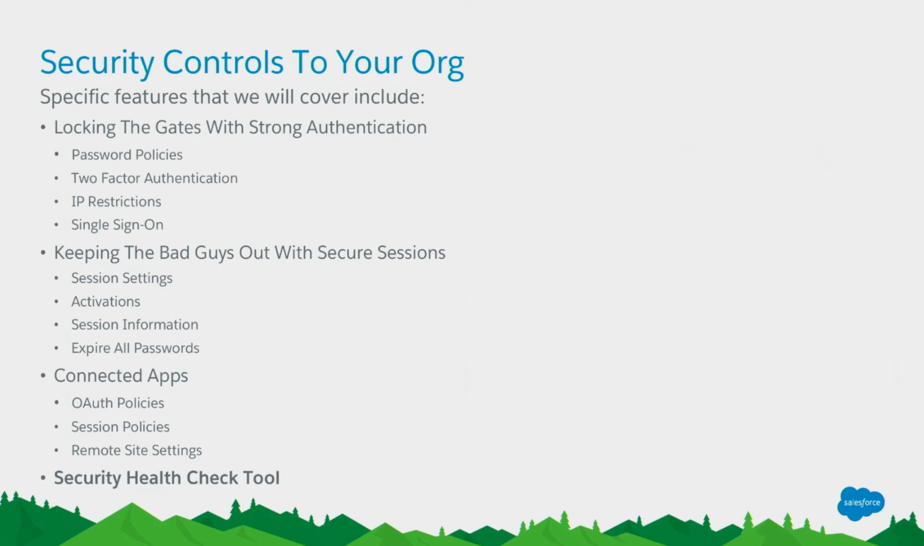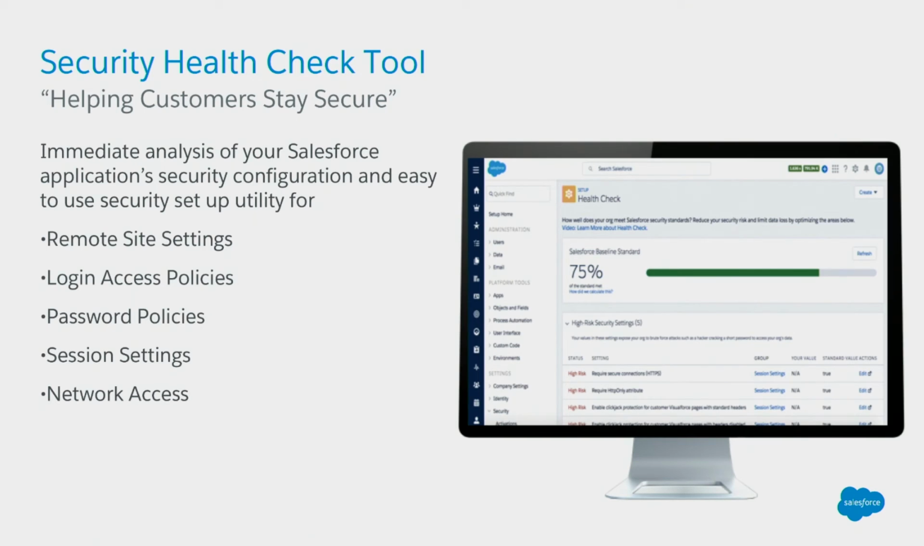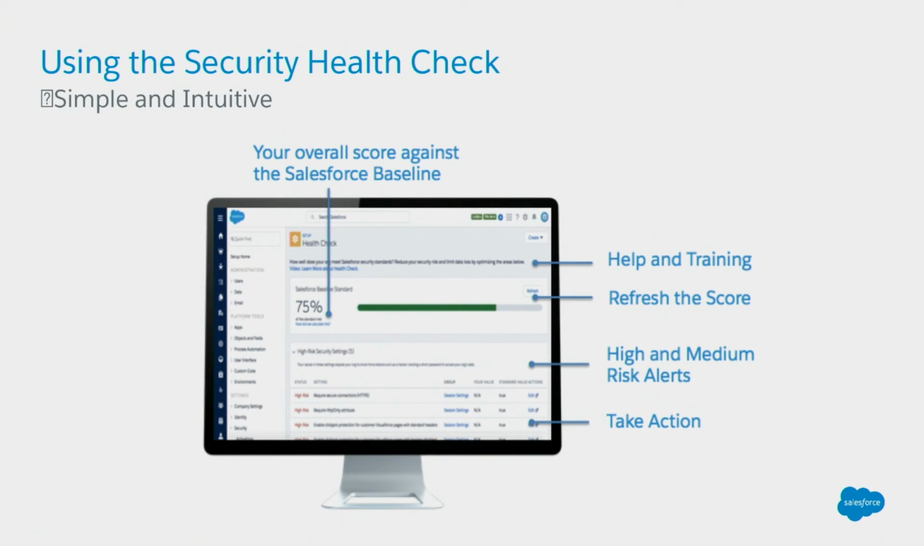So finally, I want to talk about the security health check tool. Basically, most of the stuff we talked about today, this tool takes everything and gives you in a neat way all the information required. For example, remote site settings, login access policies, password policies, session settings, network access, etc. It also gives you a score. Basically, it compares the values that you have in your org to a standard value. Depending on that, it gives you a score of how secure your org is.